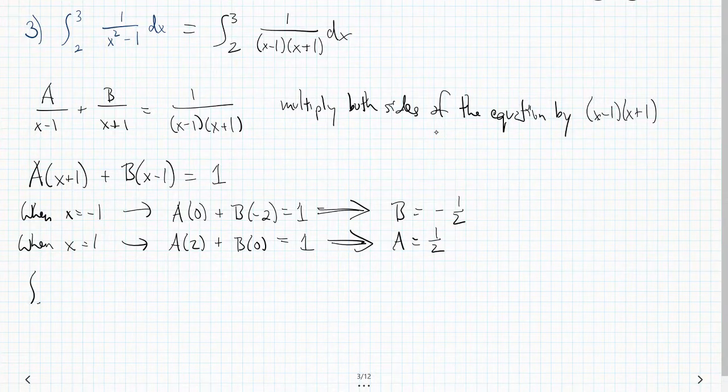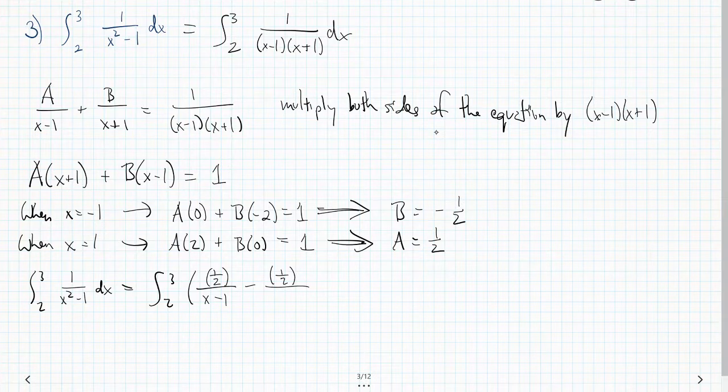So our integral from 2 to 3 of 1 over x squared minus 1 dx is the same thing as the integral from 2 to 3 of, remember, the a over x minus 1, so we have 1/2 over x minus 1 minus, our other case would be -1/2, so that's where we get minus out in front, 1/2, and then this is x plus 1. And this goes dx.